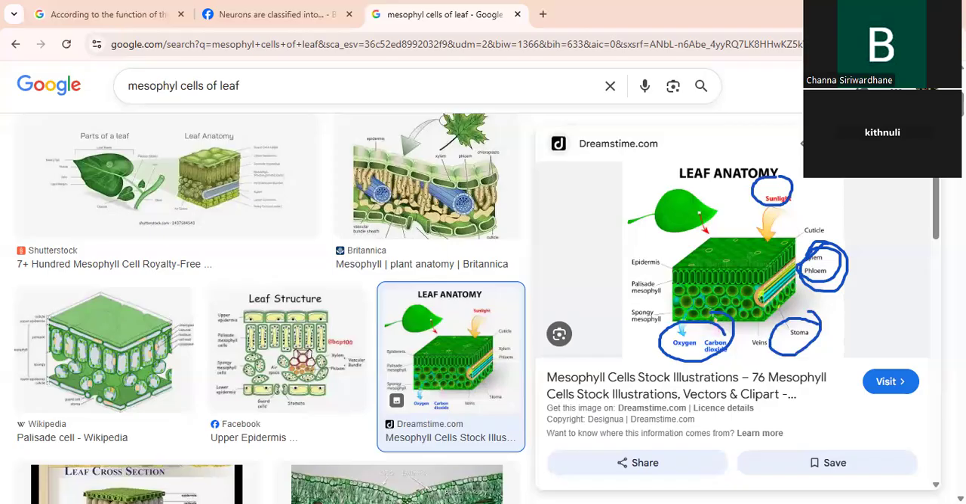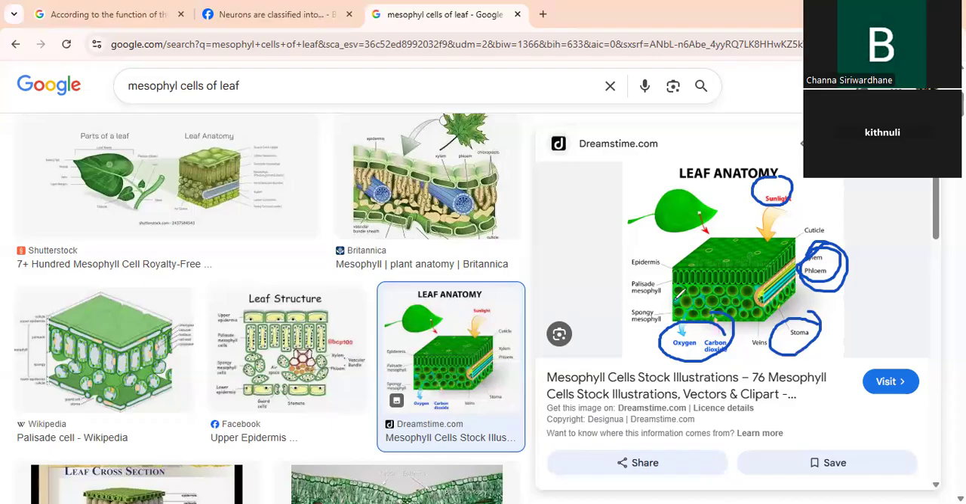Now you have seen there are two types of mesophyll cells, right? Some of them are round in shape, some of them are elongated in shape, right? The elongated ones are palisade cells and the other ones are spongy cells.